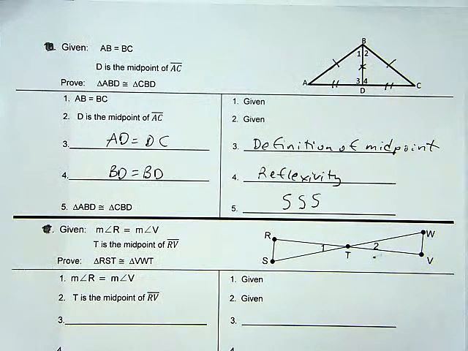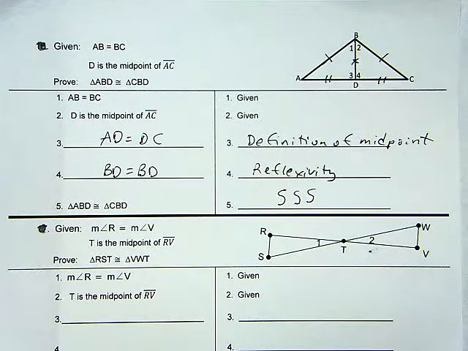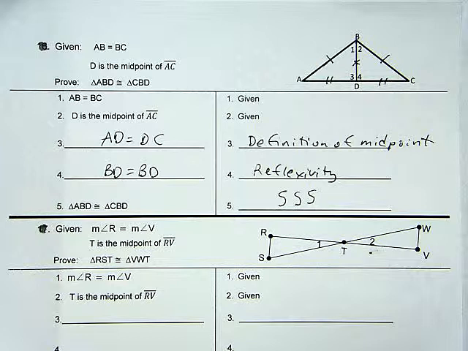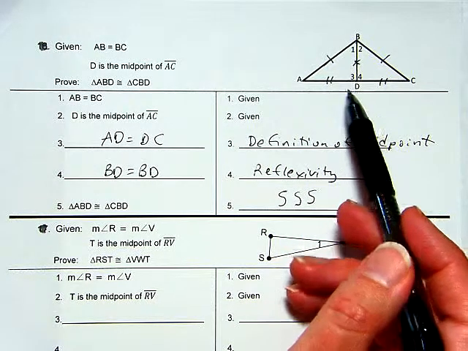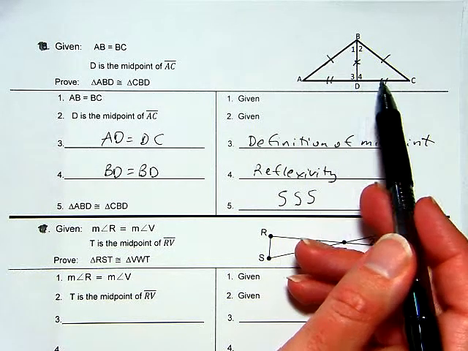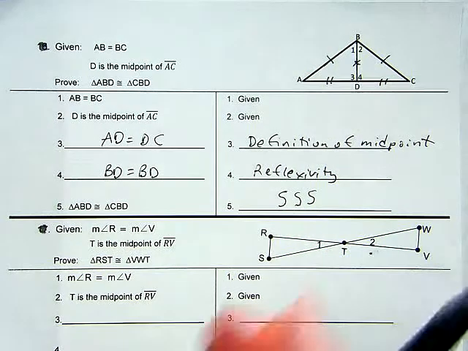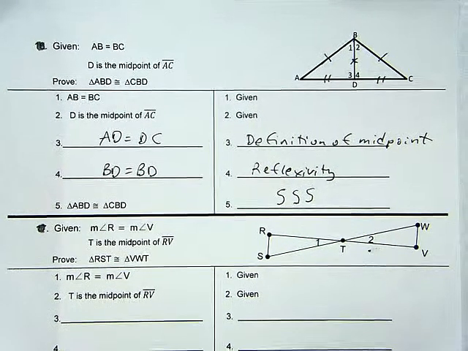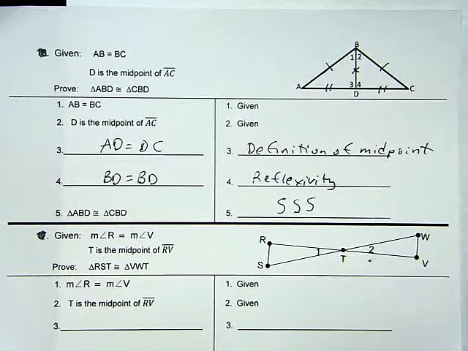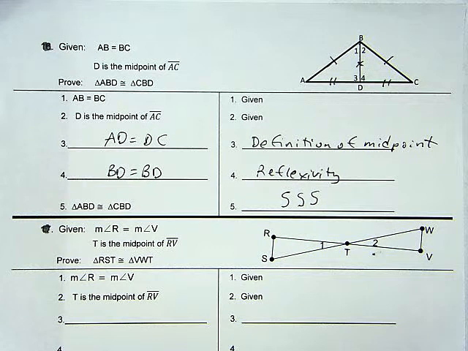Now you might get this as a problem without being a two-column proof, in which case you just note to yourself that a midpoint means these two sides are congruent, and this side is congruent to itself, so we've got side, side, side. So this is a more drawn-out way, but it offers a more formal approach to proving triangles are congruent.